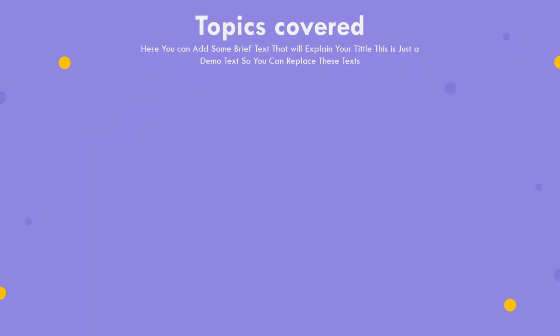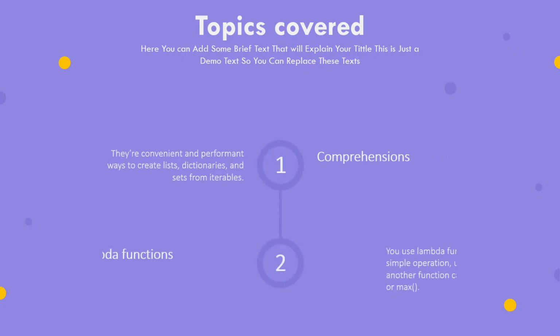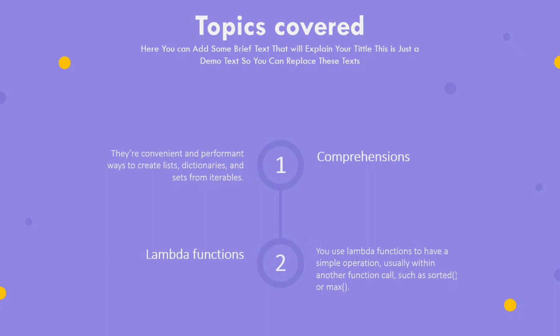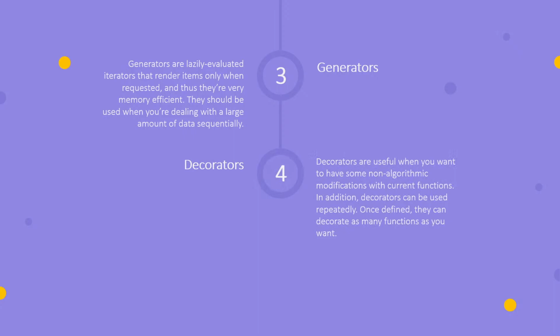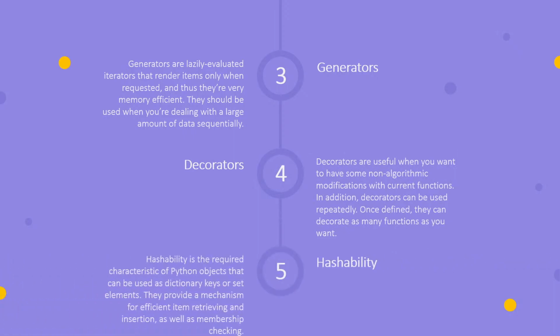Today, there are some topics that we're covering. First one is comprehensions. In the next few sessions, we'll cover Lambda functions, and then we'll go on to take up generators. After generators, we'll work on decorators, and the last topic we'll cover in this advanced session is hashability.